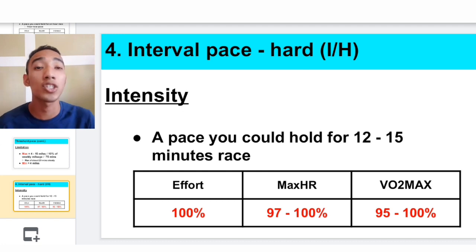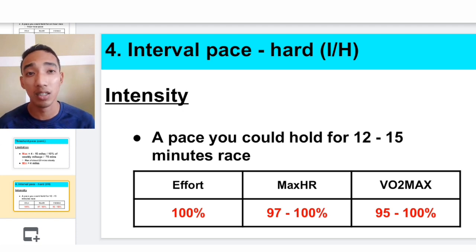It is a pace you could hold for a 12 to 15 minute race. Good runners can run this time frame at 5K, while some of us can only do 3K or less. So you have your own interval pace. The effort imposed is 100%. That is your 5K race pace. For me, this is my 5K race pace.